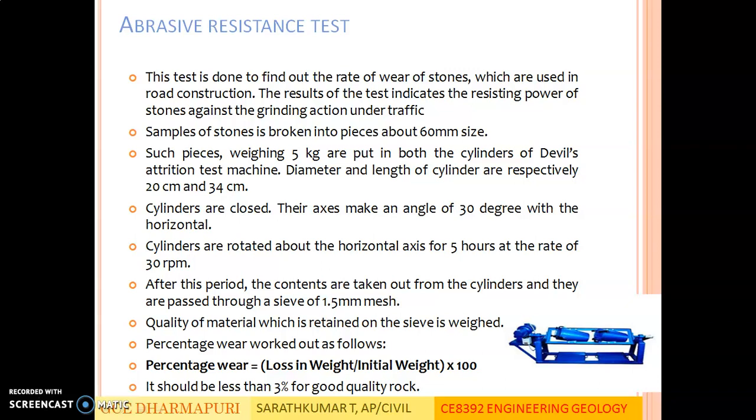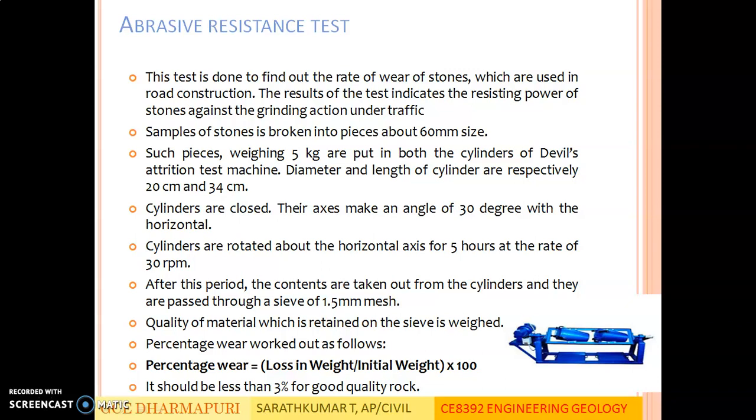The Deval testing machine is shown in the figure. Such pieces weighing 5 kg are put in both the cylinders, as I mentioned. The cylinders are closed. Their axes make an angle of 30 degrees with the horizontal. Cylinders are rotated about the horizontal axis for 5 hours at the rate of 30 rotations per minute.